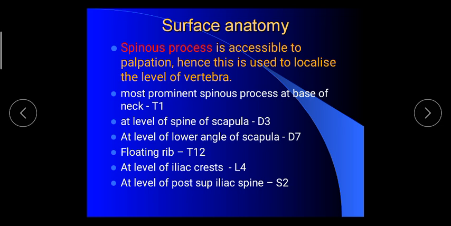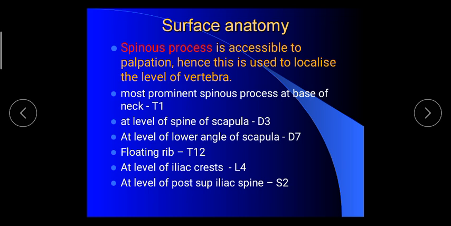Surface anatomy. The spinous process is the part of the vertebra accessible to palpation. Hence, this is used to localize the level of the vertebra. The most prominent spinous process at the base of the neck corresponds to the T1 vertebra, that is the first vertebra of the thoracic region.